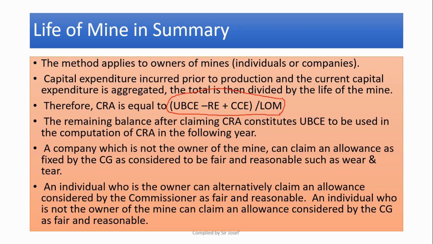Okay, so we said the method applies to owners of mines, individuals or companies. Then capital expenditure incurred prior to production and the current capital expenditure is aggregated. The total is then divided by the life of mine. Therefore, CRA is equal to UBCE minus RE plus CCE divided by LOM. The remaining balance after claiming CRA constitutes UBCE to be used in the computation of CRA in the following year.